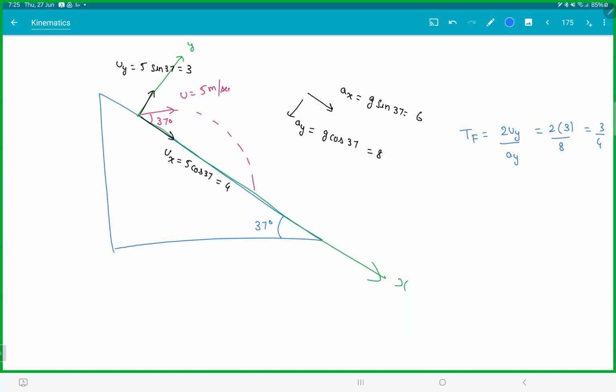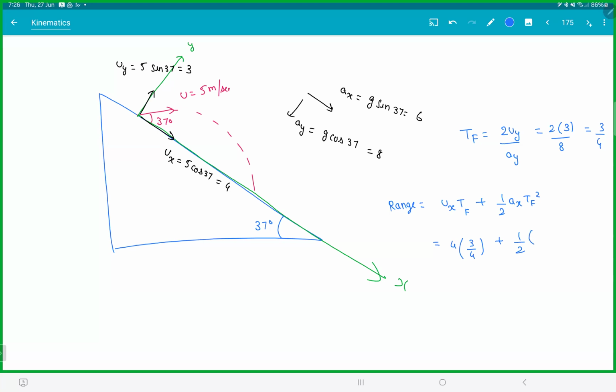You didn't find the range, you found the time of flight. That's why that answer 3 by 4 was weird. Now for range, we take UX times time of flight, plus half AX times time of flight squared. So UX is 4, time of flight is 3 by 4. Now be careful here, it will be plus, because I took this as i cap, isn't it? AX is also in the same direction. So when you're throwing from the top, AX will support. When you throw from the bottom, AX will oppose, so it will become a negative sign there.